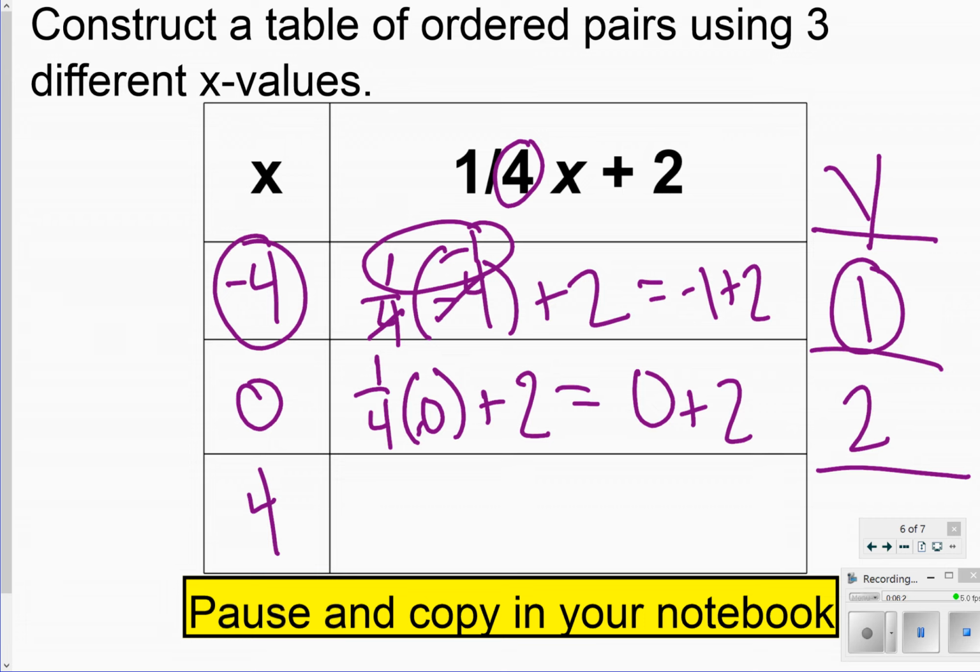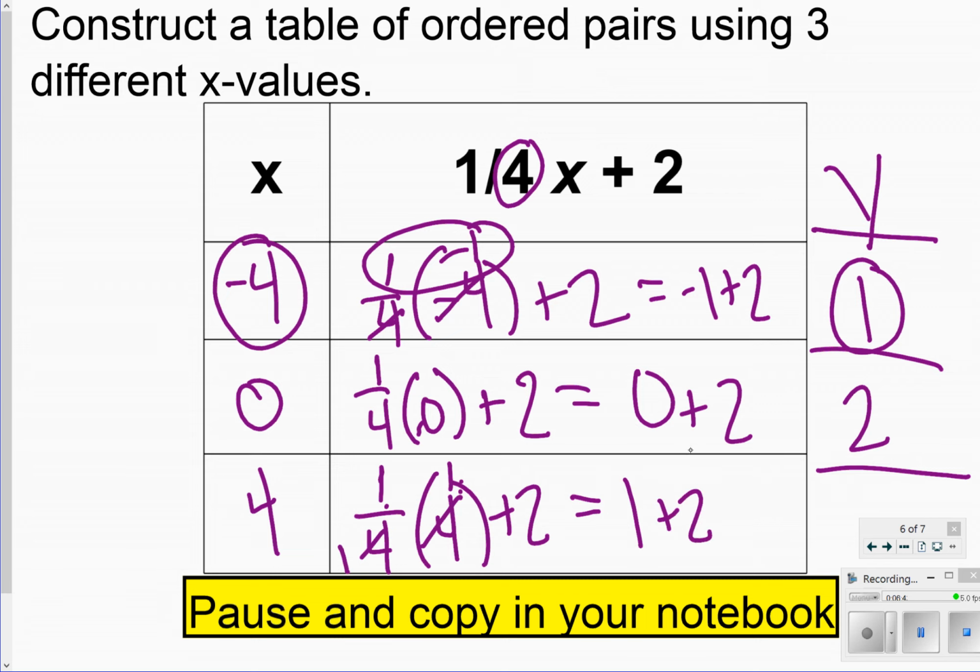Very good. Well, our last one, 1/4 times 4 plus 2. Well, these two fourths will cancel each other out, and they each make the value of 1. So if we do the numerator, 1 times our new number, 1. 1 times 1 is 1, plus our 2 that we had before, so we have 3. So our ordered pairs are (-4, 1), (0, 2), and (4, 3). Make sure you have this information written in your notebook.